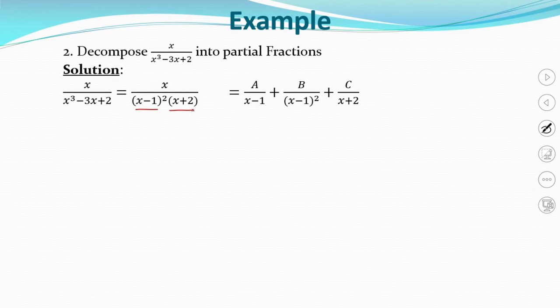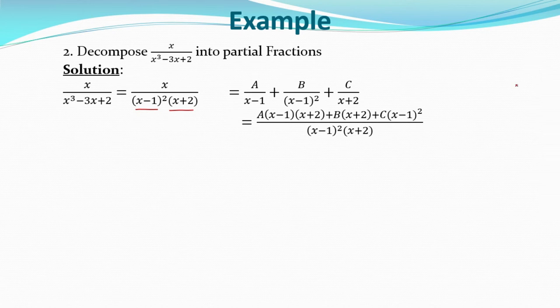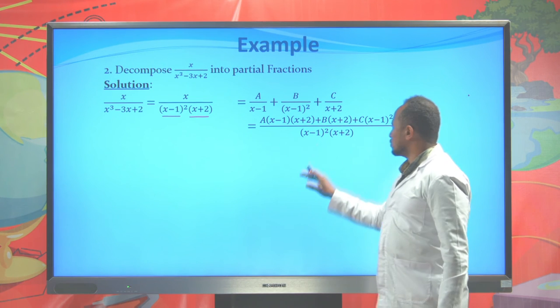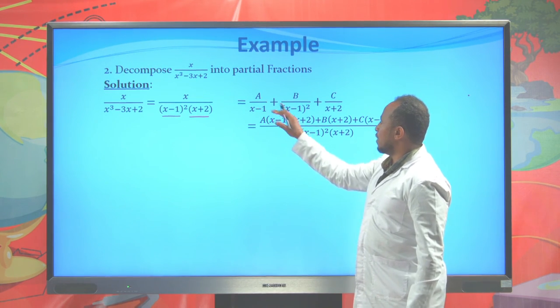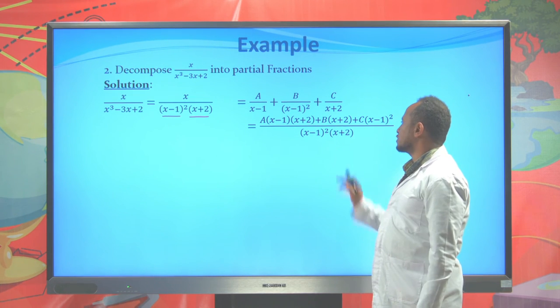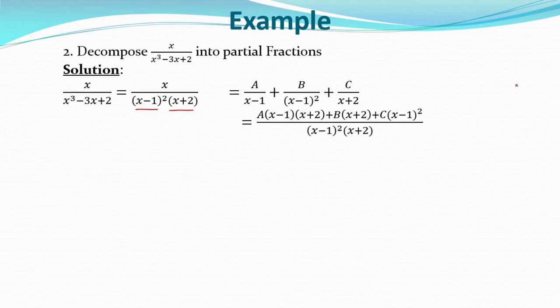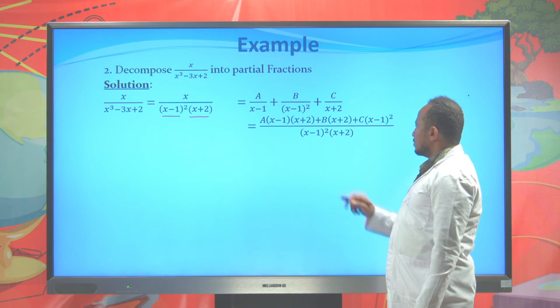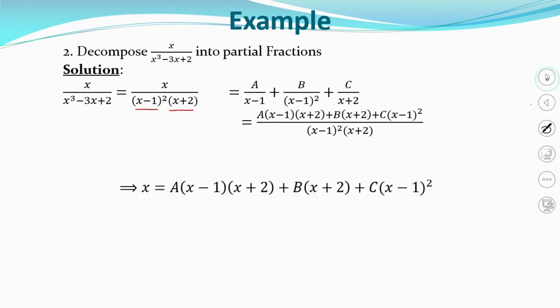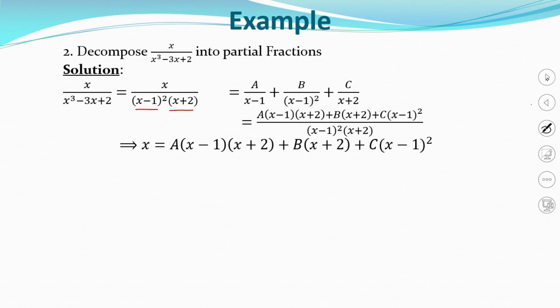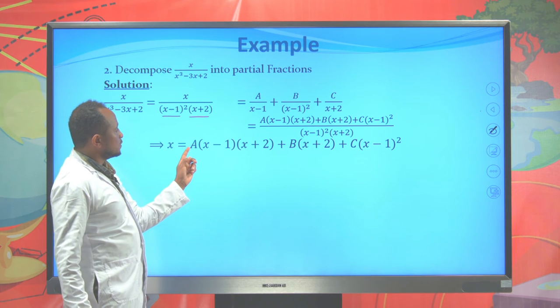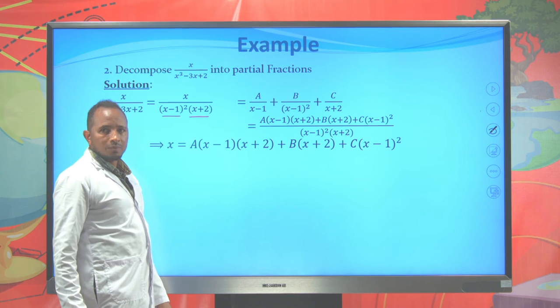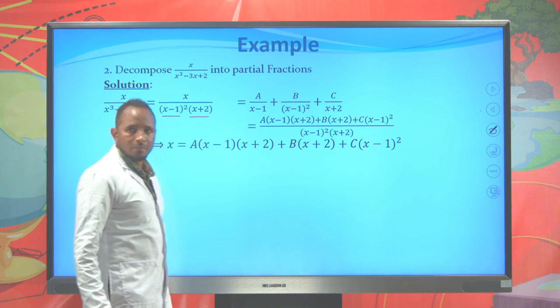So simplifying this, you have the common denominator x minus 1 squared times x plus 2. If you divide this by x minus 1, you have x minus 1 times x plus 2 times a. When you divide by x minus 1 squared, you have only x plus 2 multiplied by b. When you divide by x plus 2, you have only x minus 1 squared multiplied by c. These expressions are equal and have the same denominator, so their numerators must be equal. This means x is equal to a times x minus 1 times x plus 2 plus b times x plus 2 plus c times x minus 1 squared.